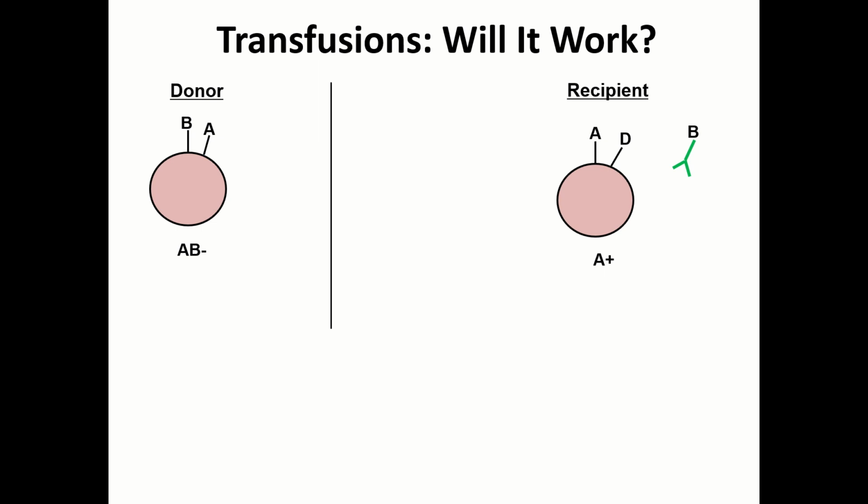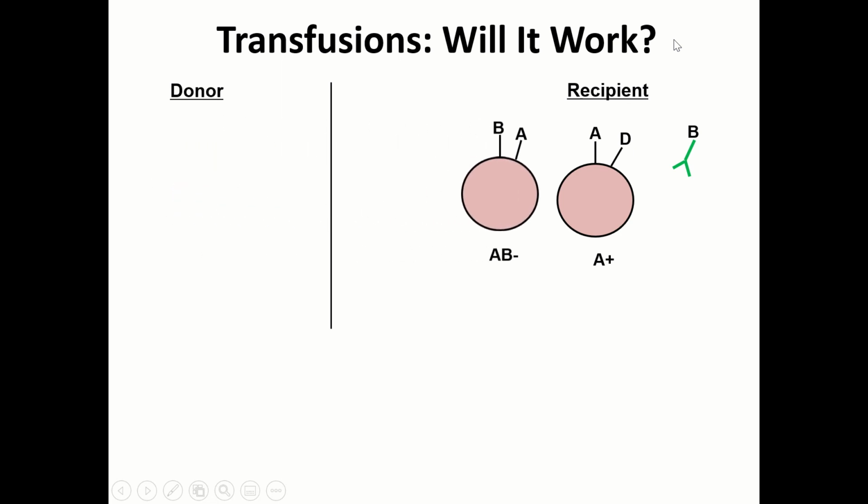We move to a second example here, where an individual with AB negative blood wants to donate to a recipient with A positive. This is the same recipient that we saw earlier, but now it is a different donor. And so the question is, will this donor's cells be recognized by the recipient's antibodies?